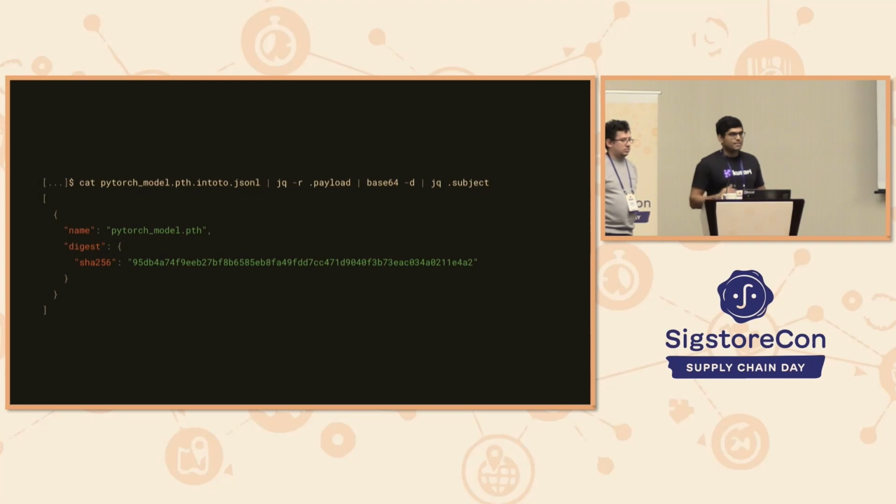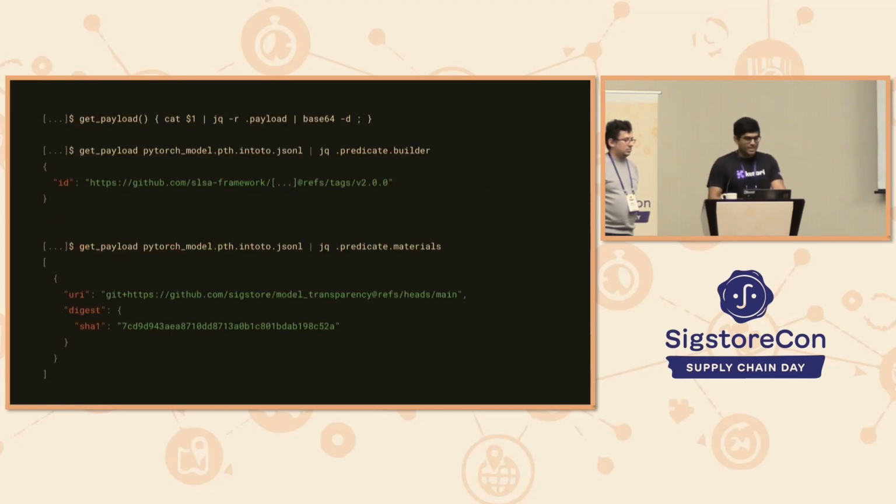So we want to take the same kind of concept and apply it to AI models. You can see here this PyTorch model. We created a SLSA attestation for it, and it has a specific digest associated with the actual model, which is great. So that's our subject. We have our builder. We're building it on GitHub. So you can see the SLSA framework. We have a GitHub action that's building it.